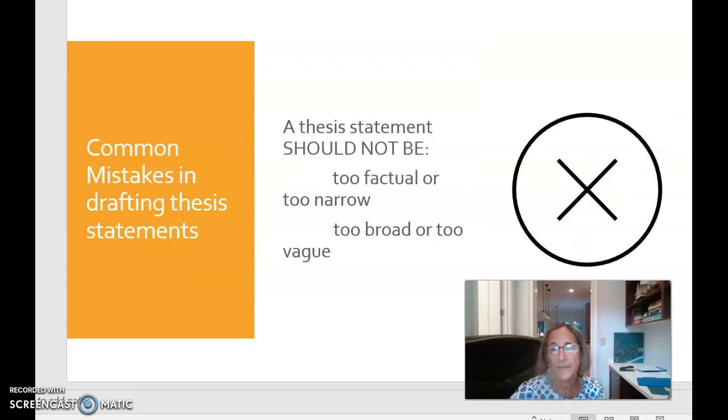Here are some common mistakes. A thesis statement can't be too factual or too narrow because then there is nowhere to go with the body of the paper. In other words, there's nothing further to develop about the subject or the topic. But on the other hand, it can't be too broad or too vague so that no direction is being provided and you don't know what the writer is going to be writing about.